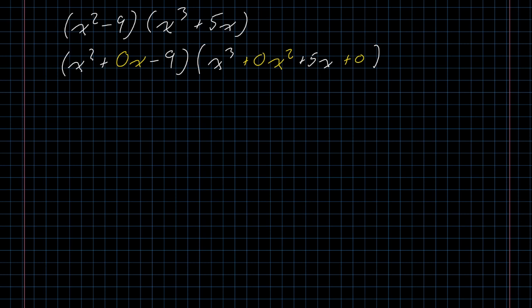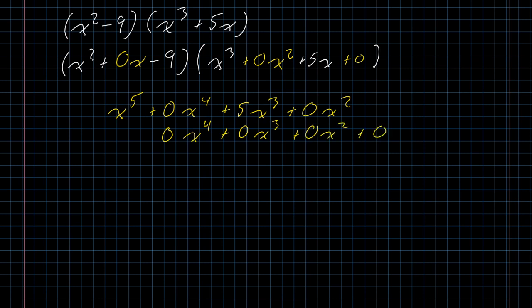x squared times x cubed is x to the 5th. Then we're going to have 0 times x to the 4th. We're going to have 5x cubed, and we're going to have 0x squared. We're going to have 0x to the 4th. We're going to have 0x cubed. We're going to have 0x squared, and we're going to have 0x. Multiplying by 0 is easy. Then we're going to have minus 9x cubed. We're going to have 0x squared. We're going to have minus 45x, and we're going to have 0.